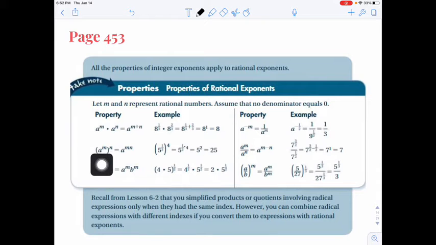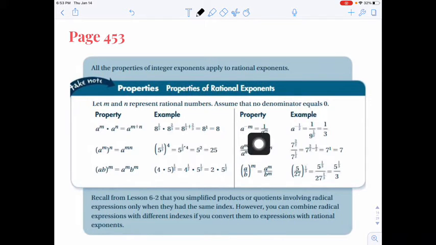A to the m, all raised to the nth power, is the same as a to the mnth power. For example, 5 to the 1/2 raised to the 4th is the same as 5 to the 1/2 times 4, or 5 squared, which gives us 25. (ab) to the m power is the same as a to the m times b to the m. So if we have 4 times 5 raised to the 1/2 power, that's the same as 4 to the 1/2 times 5 to the 1/2, or 2 times 5 to the 1/2 power.